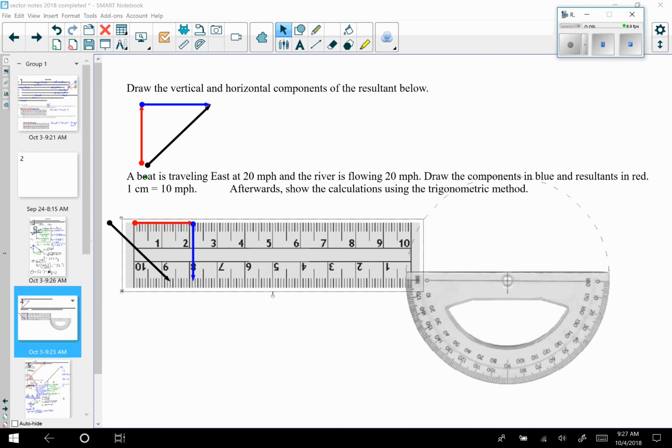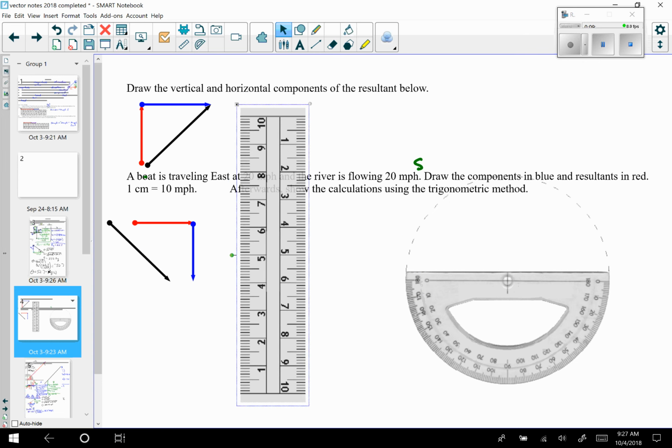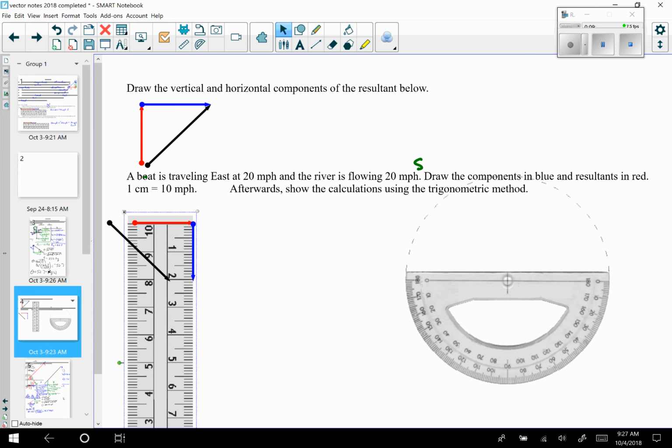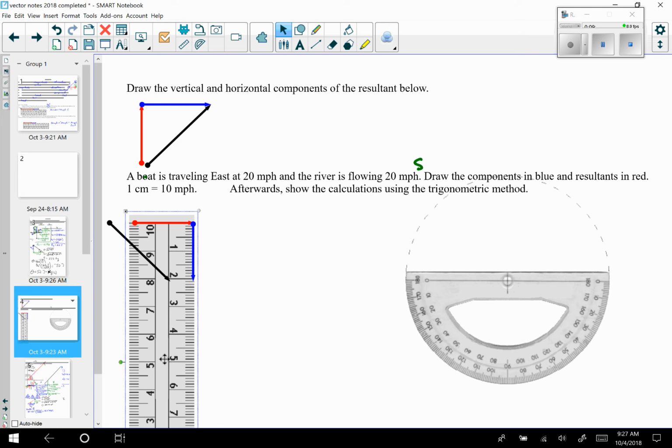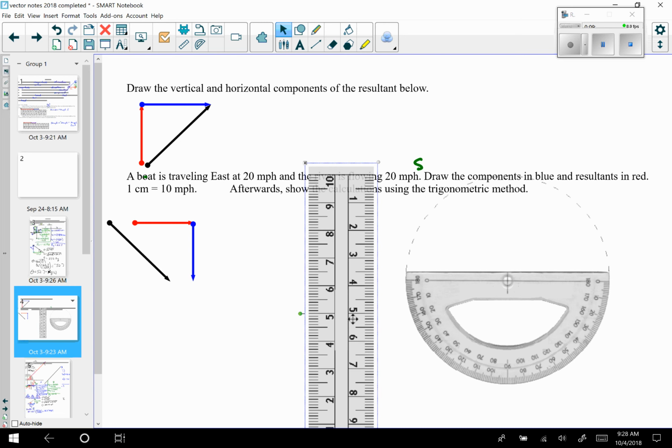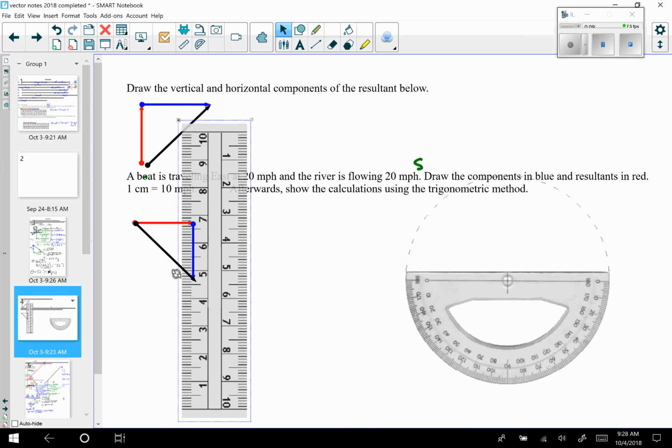Now it encounters a river flowing 20 miles per hour, and I should have put down the fact that the river was going south. So let's put a little S there for south. And so now I need to take my ruler stick and draw a 2 centimeter line going south. So I did that. So the blue line is the river, the red line is the boat. And it says draw the components of the blue and red, and then afterwards show the calculations using the trigonometric method. Well, I know that to get the resultant, I'm going to connect the tail of the first vector to the head of the last. And so if I come over here with my ruler stick, I can simply measure this thing.